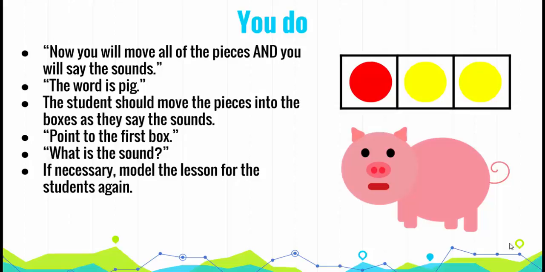The final portion is the you do, where students practice the skill with very little or no help from the teacher. In this section, you will give the students a CVC word, such as cup, and they will move the pieces into the alkanym box as they say the sounds. After they move the chips, ask them to identify the first sound in the word. If a student is struggling, remind him to point to the first box and locate the red chip.